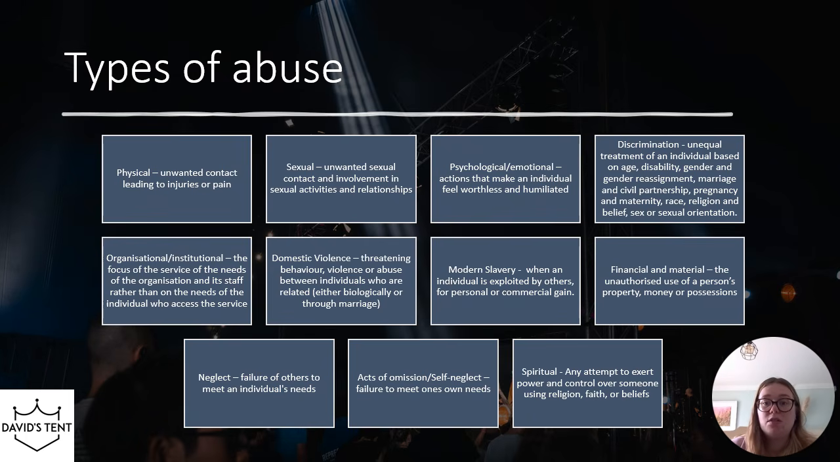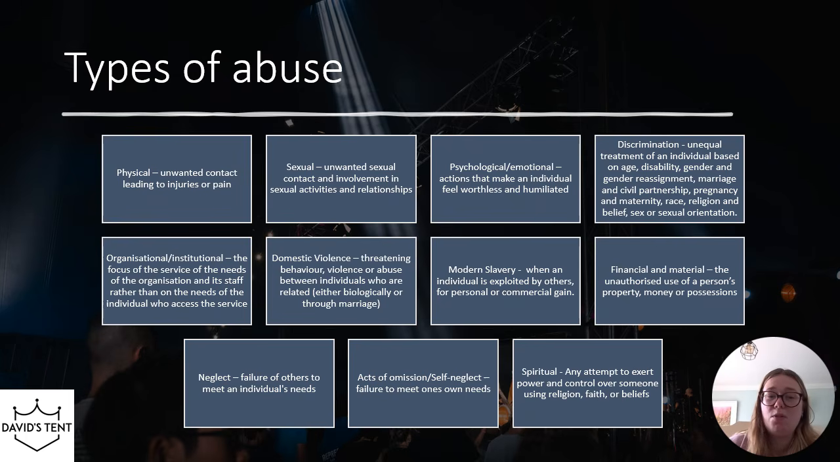We also have discrimination, which is the unequal treatment of an individual based on age, disability, gender reassignment, marriage, civil partnership, pregnancy and maternity, race, religion and belief, sexual orientation, which are all protected characteristics under the Human Rights Act. This can again happen with both children and adults, so it's really important to listen to what they say, and if they are facing any specific discrimination, know that it actually comes under as a type of abuse.